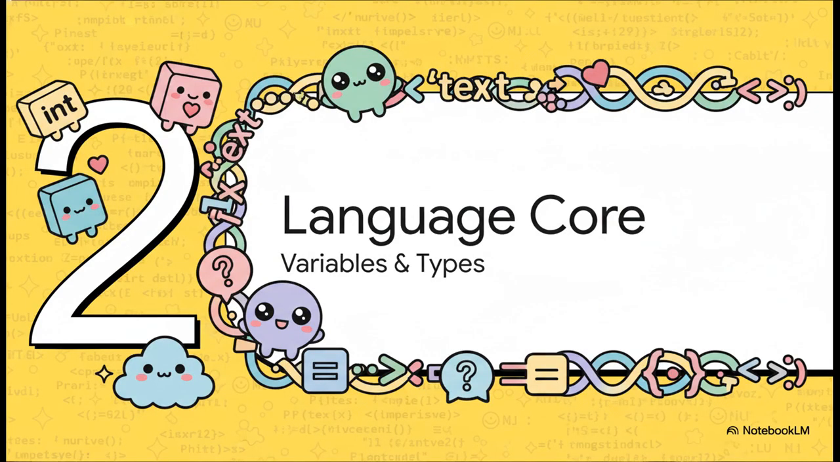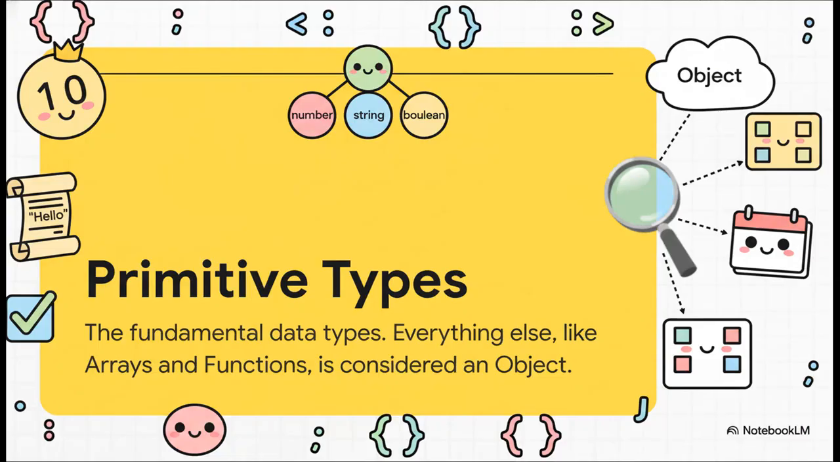Okay, so we've seen where the code runs. Now let's look at the code itself, starting with the absolute building blocks of the language, variables and types. JavaScript has a handful of these fundamental or primitive data types. You know, numbers, strings, booleans, that kind of thing. But here's the real secret. The one thing you really have to get about JavaScript. Everything else is an object. I'm serious. Arrays, functions, dates, deep down, they're all just objects with some extra bells and whistles. That one idea explains so much about the language's behavior.